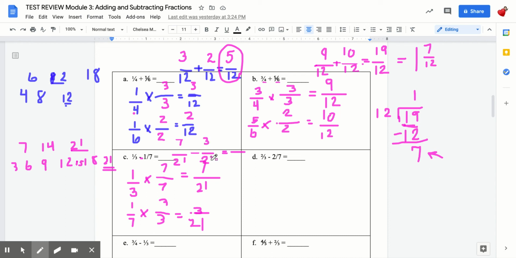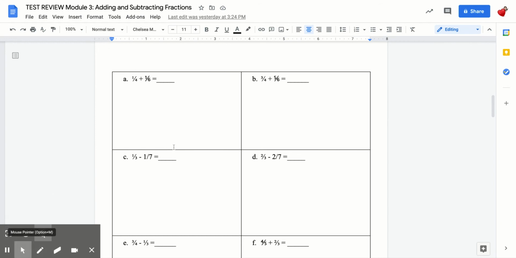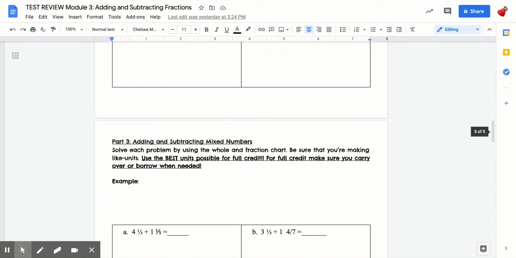Now I made sure it was in the right order. My 1/3 equivalent fraction came first. My 1/7 equivalent fraction came second. 7 minus 3 is 4/21. We're using everything we know about making like units. So that's just for subtracting fractions and adding fractions by making mixed units.